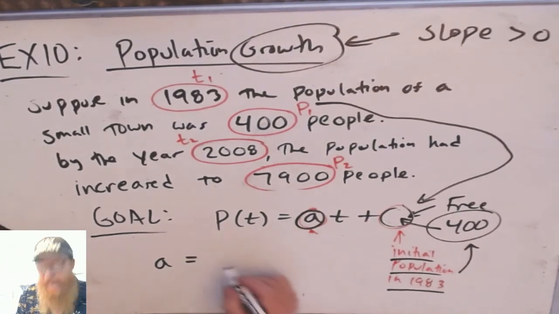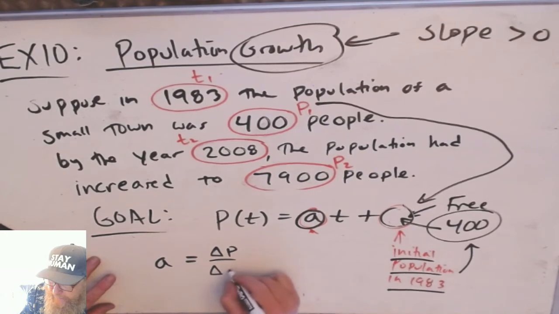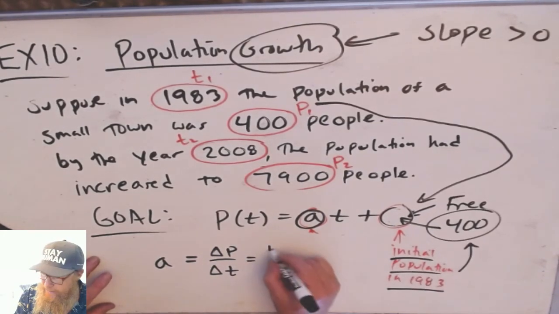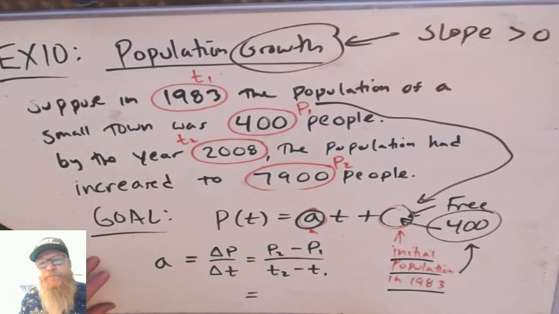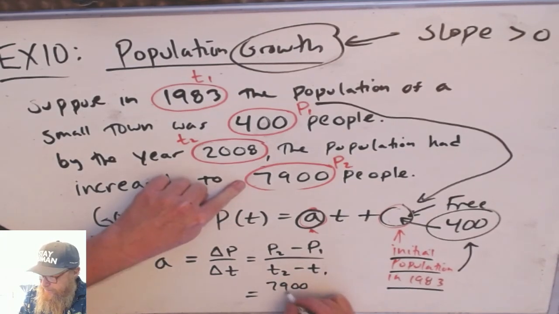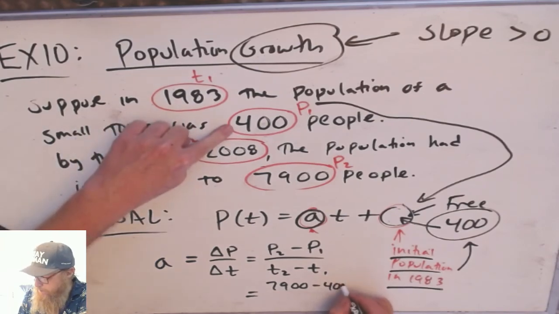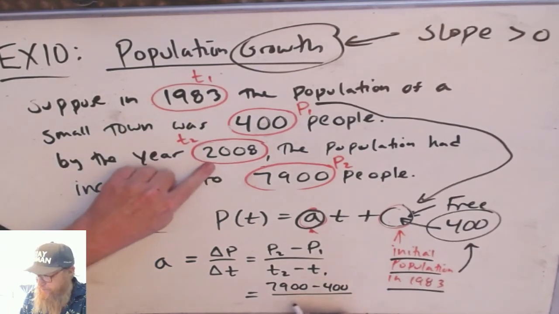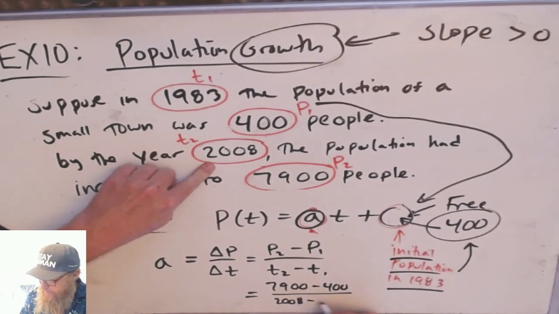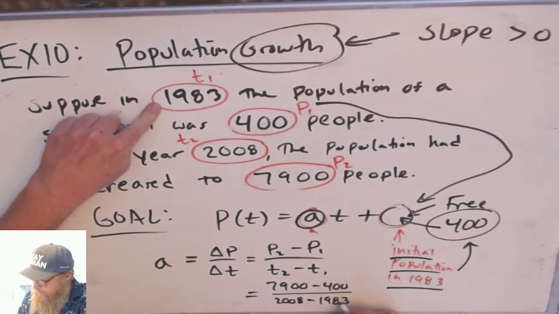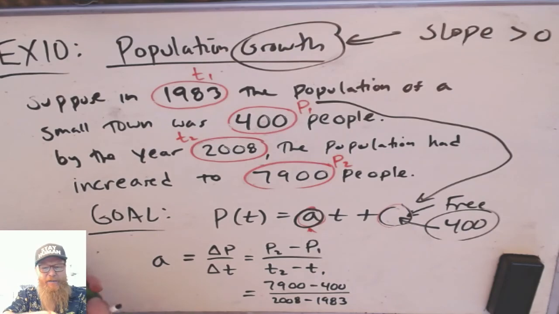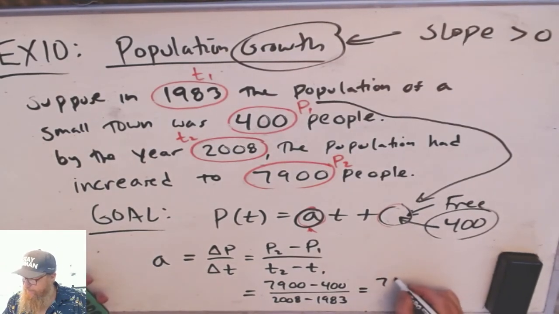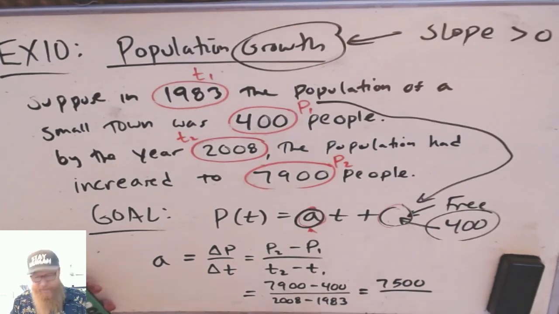All right. A is delta P over delta T. Yeah. P2 minus P1 over T2 minus T1. All right. So P2, 7,900 minus P1, 400 over T2, 2008 minus 1983. Again, there's no shame in using a calculator at all. I think you don't need them here. That would be 7,500. Let's go ahead and do that one on a calculator.